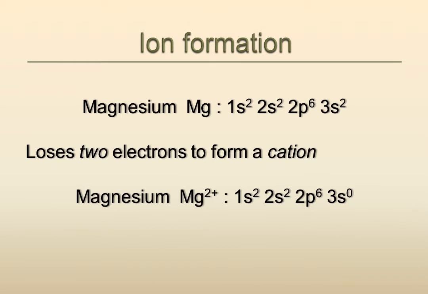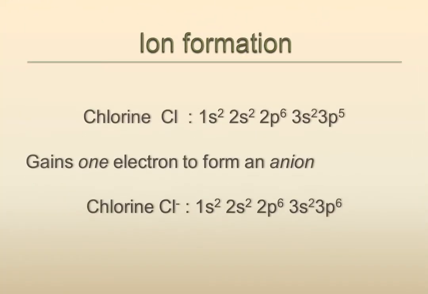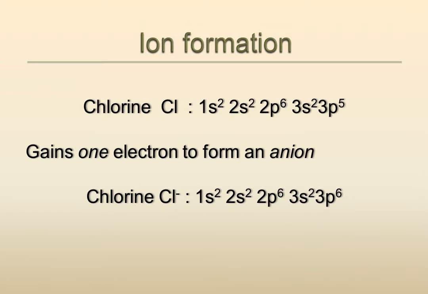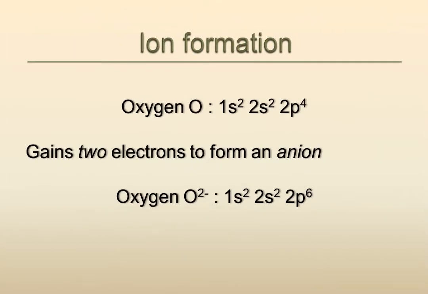Magnesium in group 2 loses 2 electrons to get to noble gas electron configuration. Chlorine, a non-metal, needs to gain 1 electron in group 7 in the periodic table, and it will form an anion. Oxygen in group 6 will tend to gain 2 electrons to get to noble gas electron configuration.